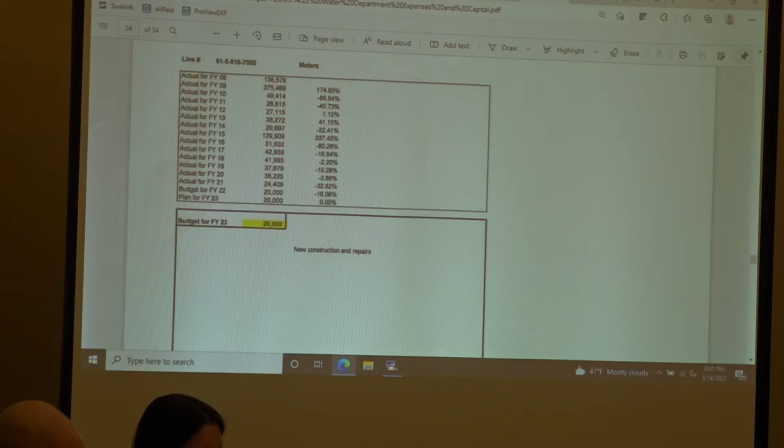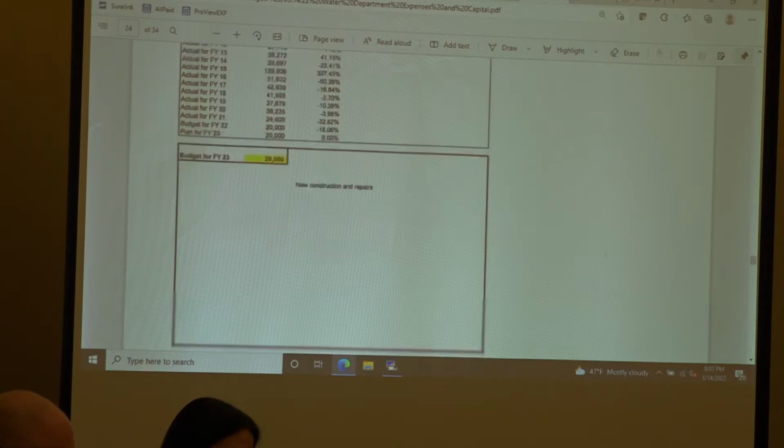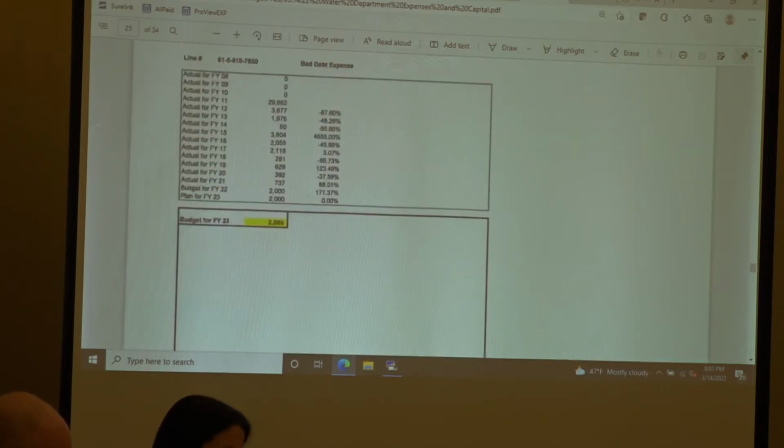Meters, 20,000. Again, that's basically a plug number of what we use. And you can see what our expenses have been in the past versus what they have been lately. And again, there's revenue. Just remember, there's always revenue to offset that meter expense. Bad debt expense, $2,000, same as last year.